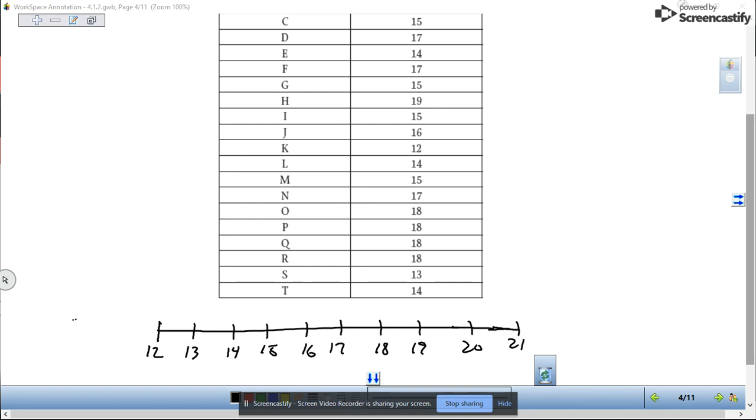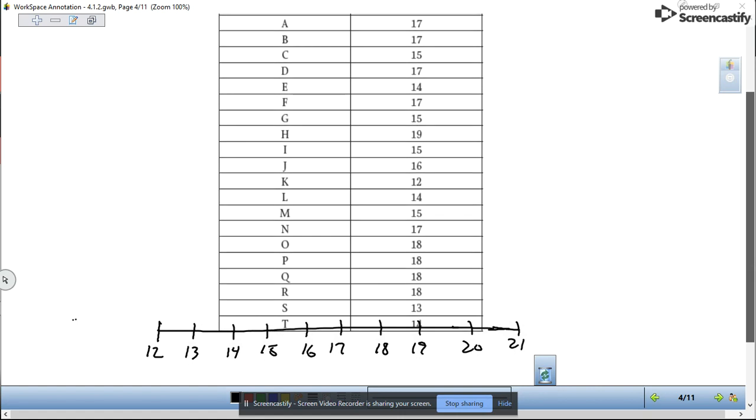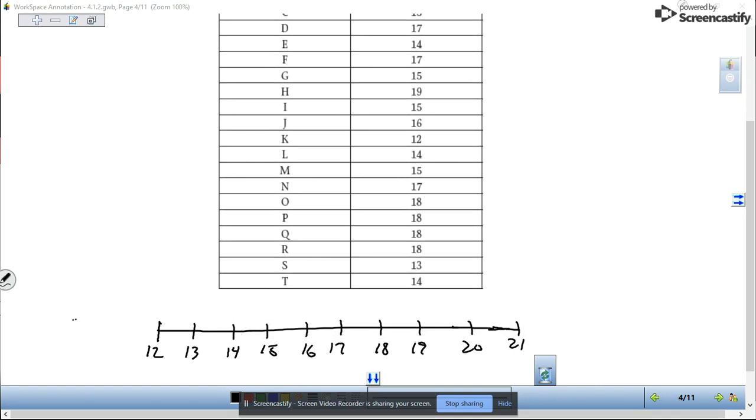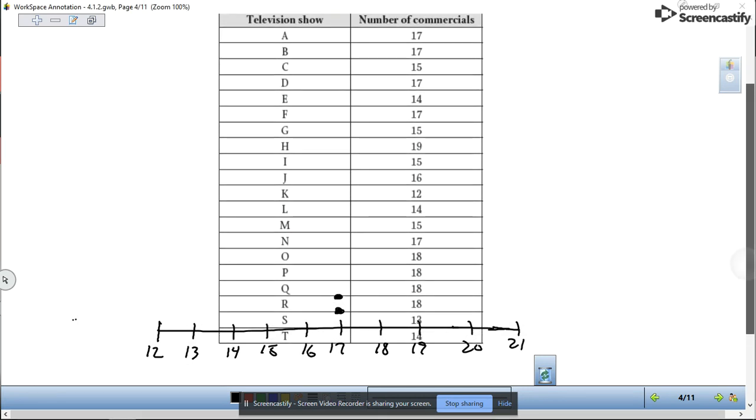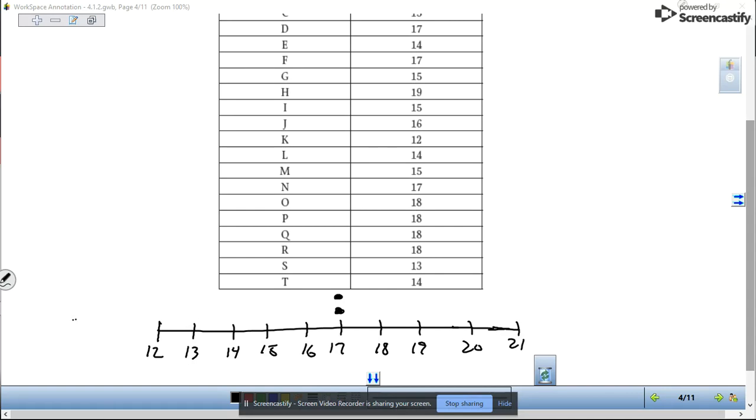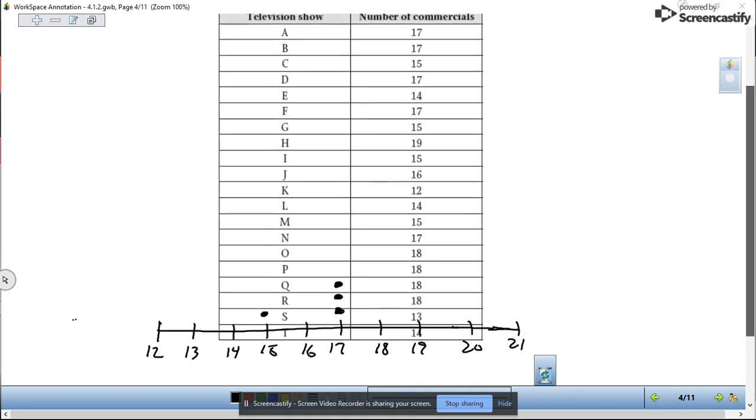So let's start with the first one. The first two both have 17. So that means we're going to go ahead and put 2 dots at 17. Okay? Now we're going to keep going. So 15 and then another 17. So a dot at 15, then another dot at 17. It's basically just a frequency, right? How often you're getting these things.